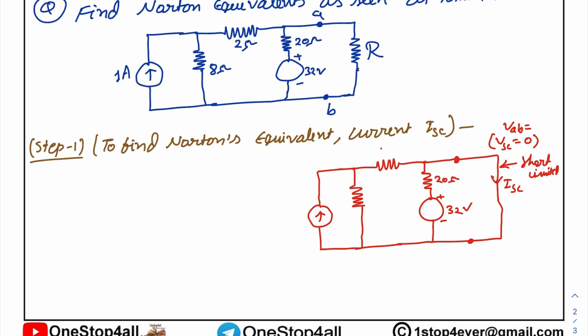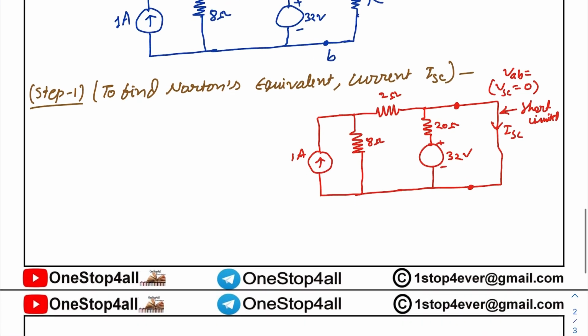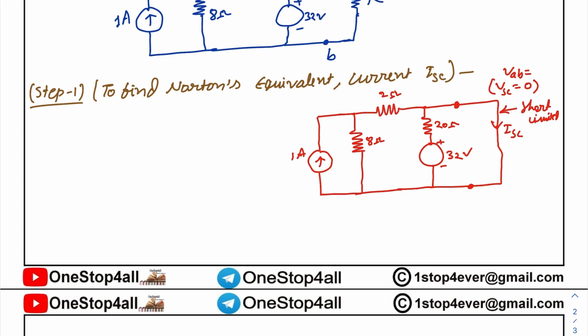This is how much, this is 2 ohm, this is how much, this is 8 ohm, and this is 1 amp current. So, now we need to find out the ISC. Our main aim is to find out the ISC. How we will proceed for that one, we can follow any method so that we can easily find out ISC.